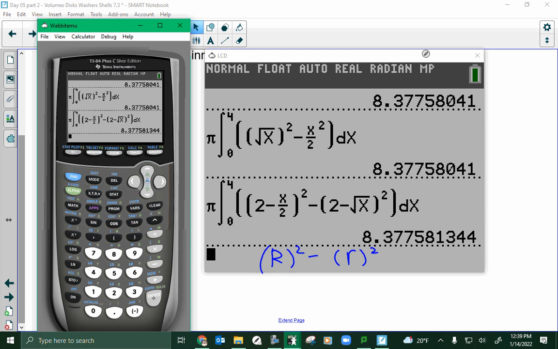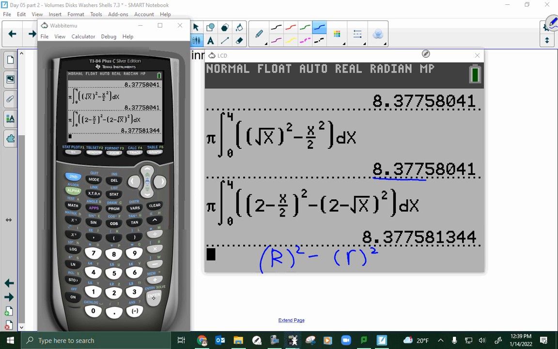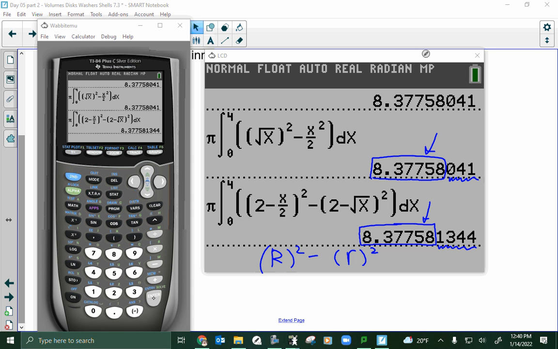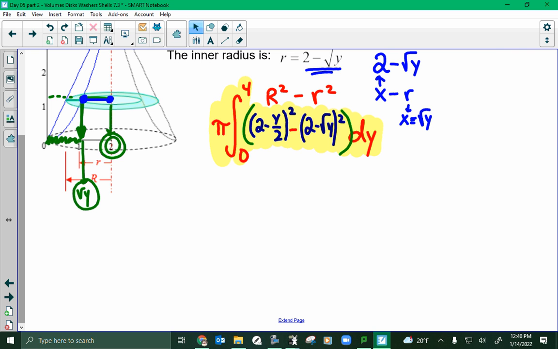Tens, hundreds, thousands, ten-thousands, hundred-thousandths. That's exact to the 100,000ths. Remember, sometimes the integration is done slightly differently on the calculator than it is on paper and pencil, so that might be off, but we're good to go. Round that to 3 places, it would still be 8.378. And we're done.